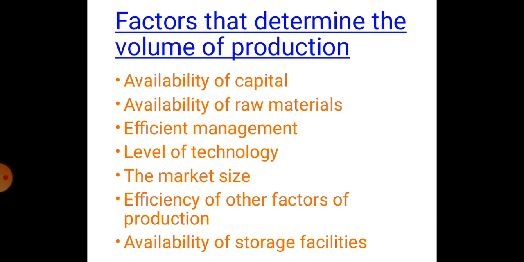Number six, efficiency of other factors of production. Other factors of production such as labor, land, and entrepreneur are available and are efficient. If they are available and they are efficient, the volume of production can be increased.